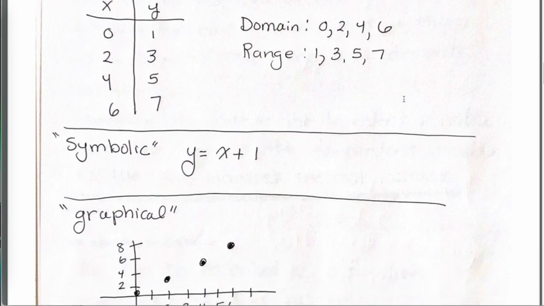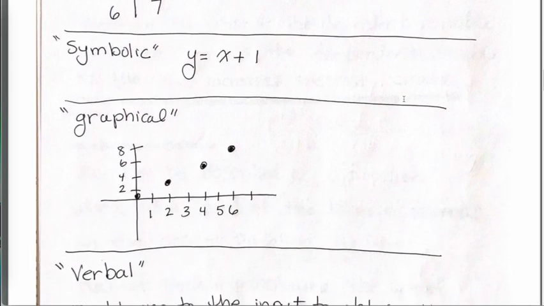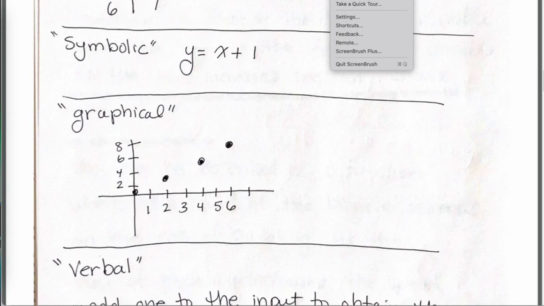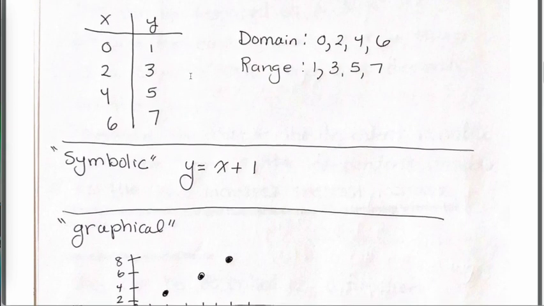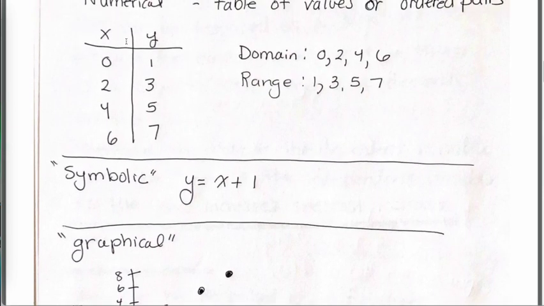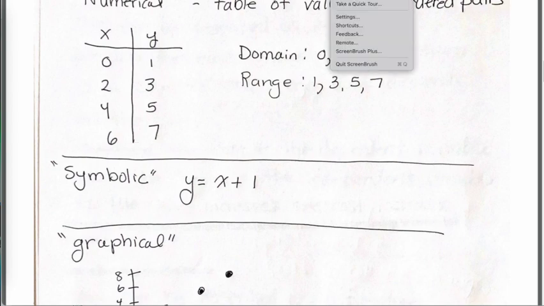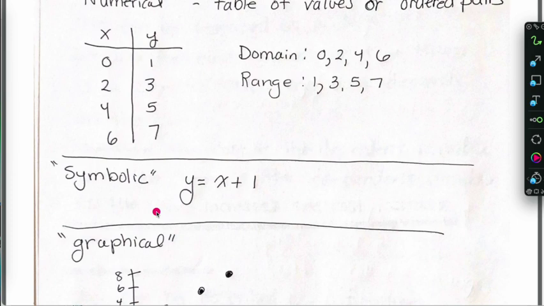Okay, the next method that we're going to talk about is the symbolic representation of a function. And that is just a fancy way of saying the formula or the equation. So in this, let me scroll back up here a little bit. Using this table, we could easily come up with an equation that represents this table. So this would be the symbolic representation of this function.